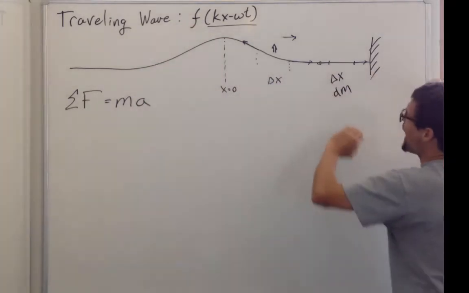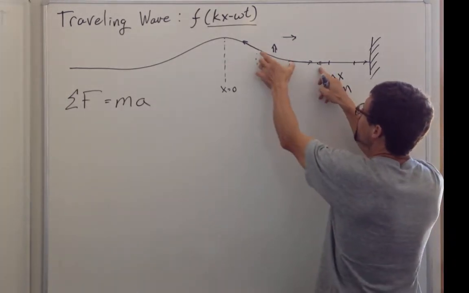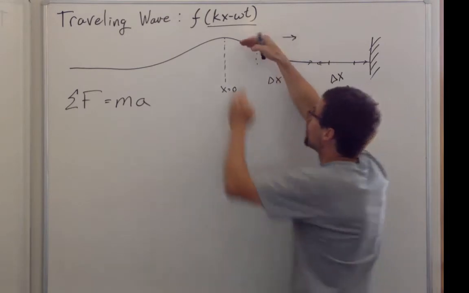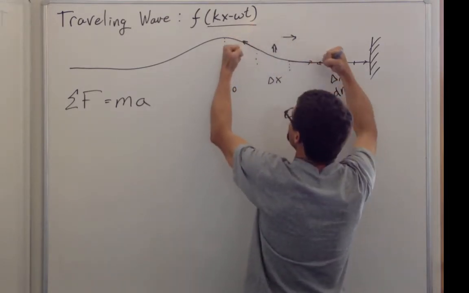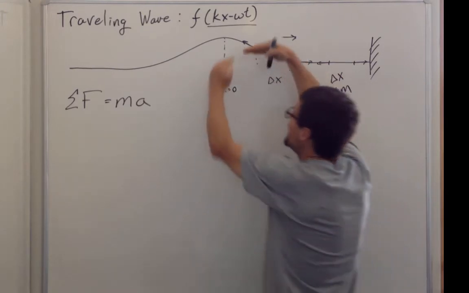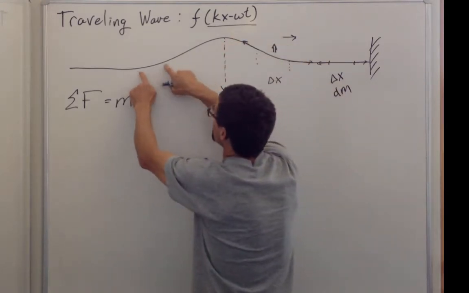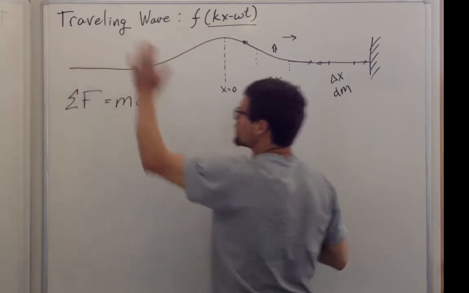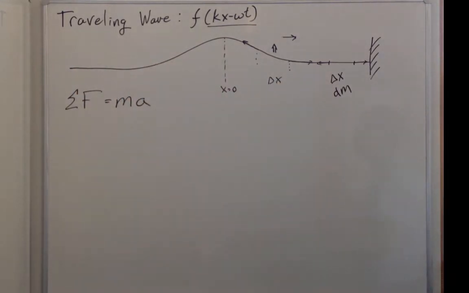So as the wave passes, a chunk of string will first feel this vertical component and accelerate upward. When it gets to the top, there are two components pulling it downward. It will accelerate downward. And then to bring it to rest, there's a component pulling it upward and it comes to rest, and this chunk of string is at rest in equilibrium.